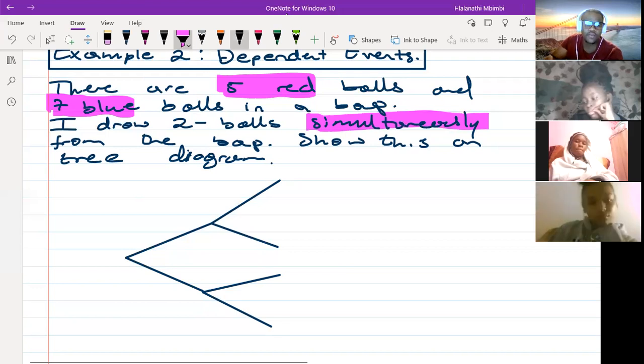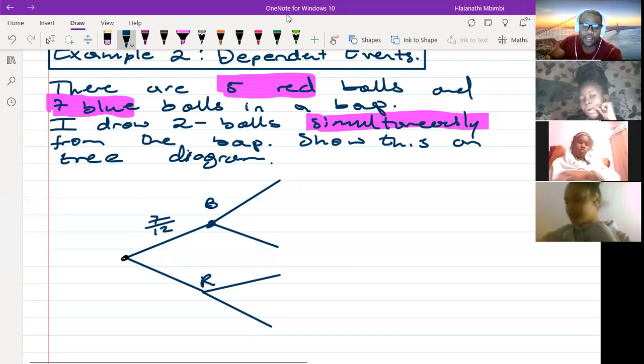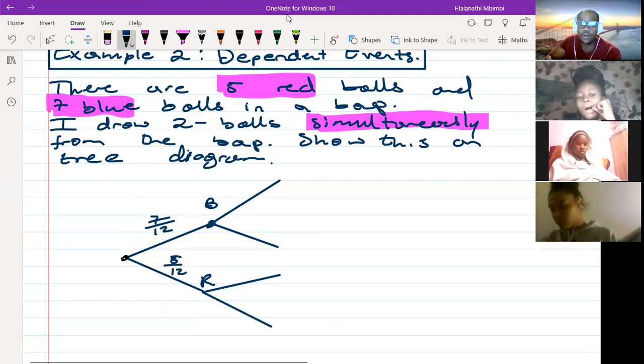Firstly, we can start representing this. We can take blue first, and then this is the case where we draw red. If we draw blue, the probability that we take a blue ball should be 7/12. And the probability that we take a red ball should be 5/12.